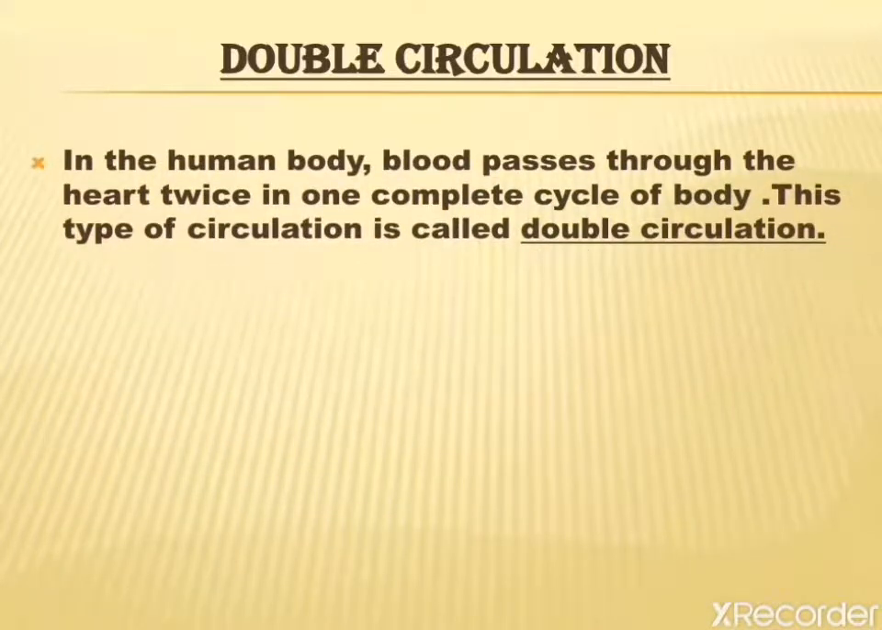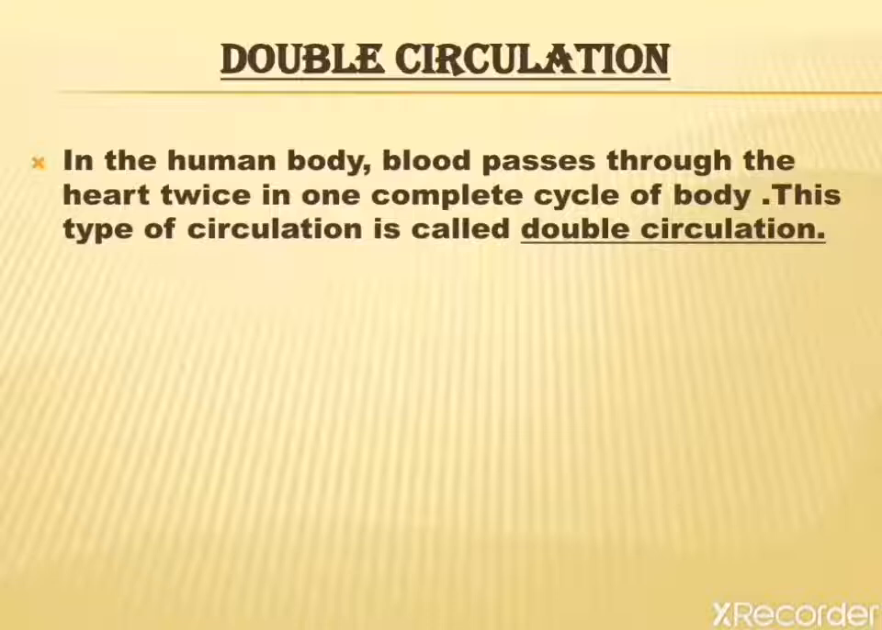How to define double circulation? As the name suggests, double means 2 times. The blood passes through the heart twice or 2 times in one complete cycle of the body. One time in deoxygenated form, and in the other time it is in the oxygenated form.